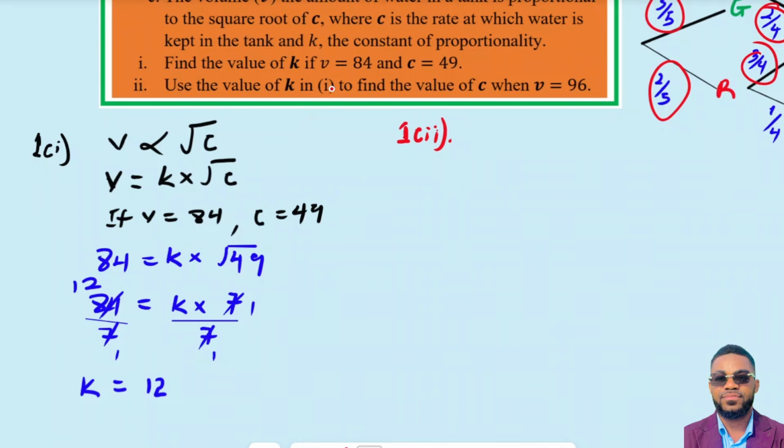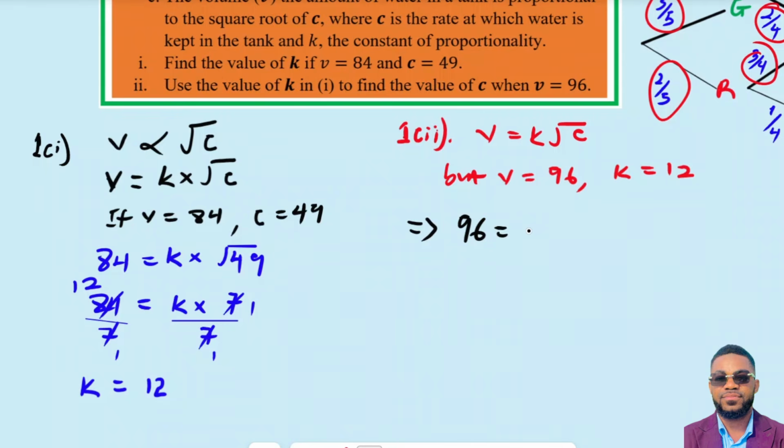So we have to use the value of k, that is 12, to find the value of c when v is equal to 96. Remember, we are using this relation, and the relation is v equal to k multiplying the root of c. Now we know that k is 12. And now v is equal to 96. So in place of v, I'm going to put 96 there. So v is equal to 96 and k is equal to 12. So this implies that v, which is 96, is equal to k, that is 12, times the root of c.